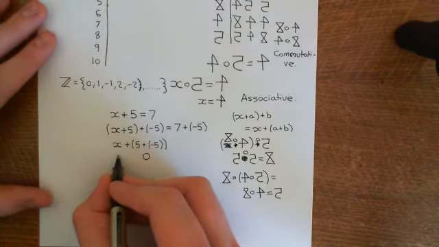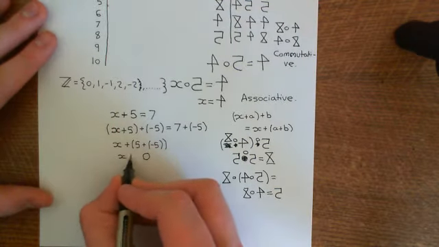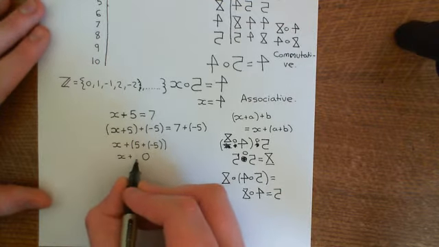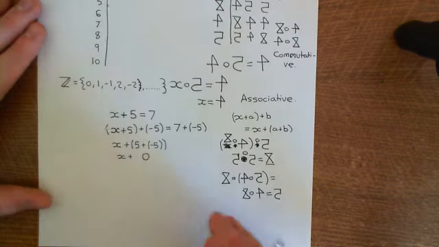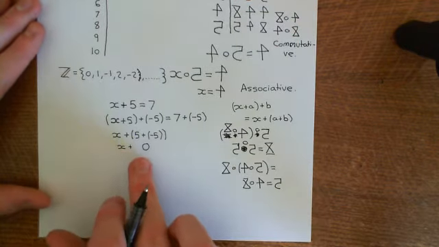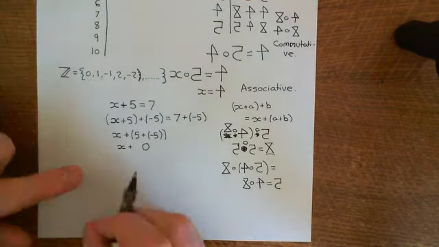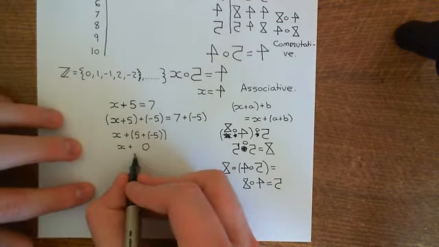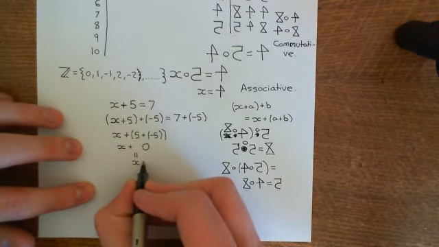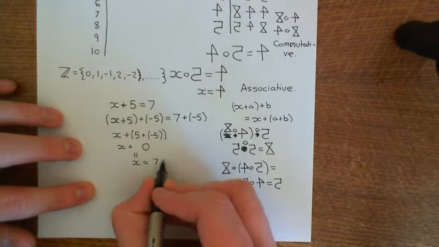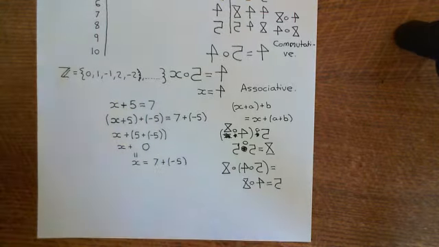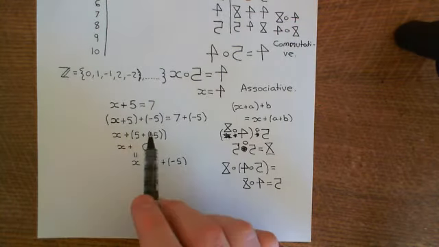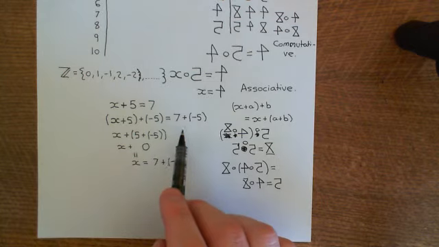Now what is the identity? Well, the identity is something that you can compose with any other symbol, and it will always leave that symbol unchanged. So anything plus 0 in the integers is still that thing. So x plus 0 is just x. So we get, therefore, that x is just 7 composed with negative 5. And that's why we can solve equations in this system, because of all of these things we've just been through.